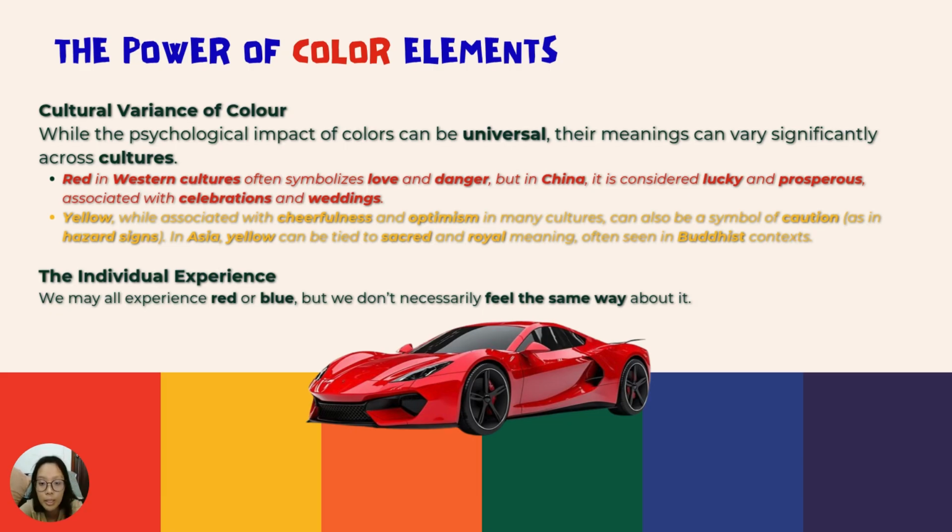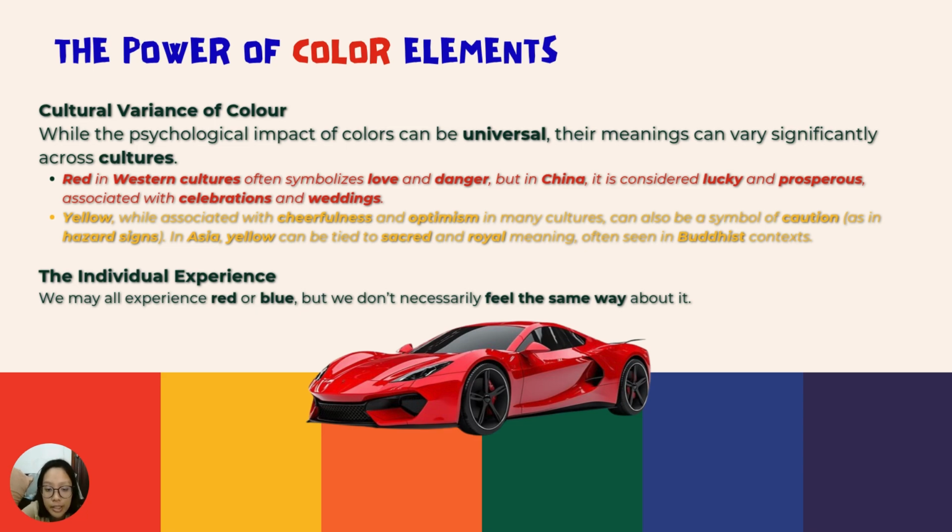And while the psychological impact of colors can be universal, their meanings can vary significantly across cultures. Different societies interpret the same color in vastly different ways, and this is a critical consideration for global marketers. Red in some cultures often symbolizes love and danger, but in China, it is considered something else. And yellow, while associated with cheerfulness and optimism in some cultures, may also be a symbol of caution. In Asia, yellow can be tied to sacred and royal meanings, often seen in Buddhist contexts.